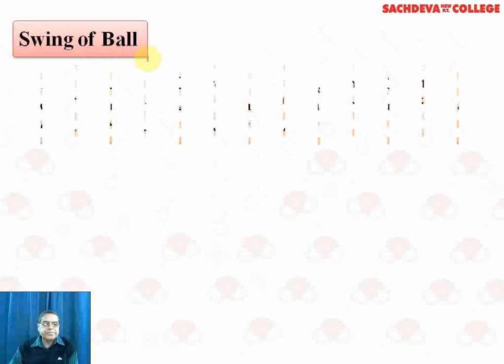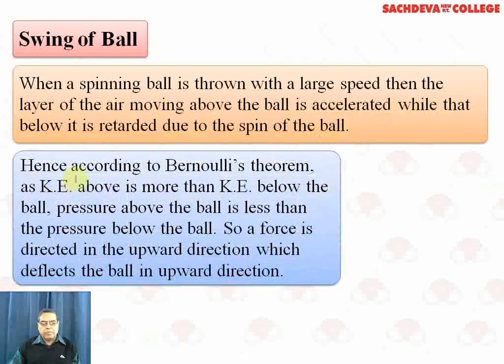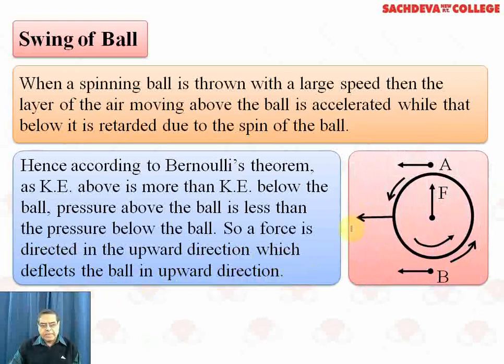Swing of a ball. When a spinning ball is thrown with a large speed, the layer of air moving above the ball is accelerated, while the air below it is retarded due to the spin of the ball. Therefore, according to Bernoulli's theorem, as the kinetic energy above is more than the kinetic energy below the ball, the pressure above the ball is less than the pressure below the ball. So a force is directed in the upward direction, which deflects the ball upward. It is shown in the figure.